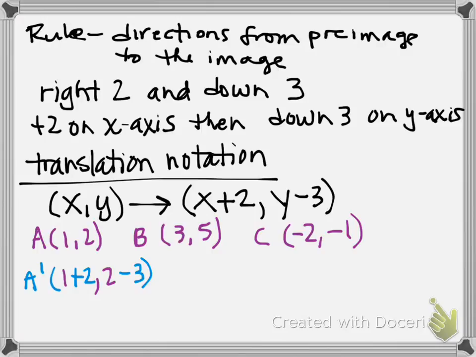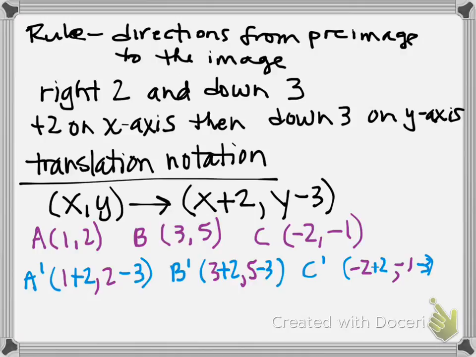So I'm going to do that for each of these. For B prime, I'm going to take my original coordinates, which were the 3 and the 5. But on the x, I'm going to add 2, and on the y, I'm going to subtract 3. On the C prime, my original coordinates were -2 and -1, and the rule tells me to add 2 to the x and subtract 3 from the y.